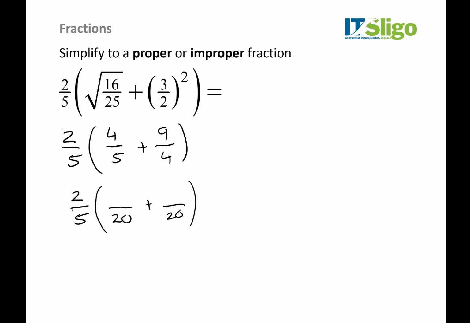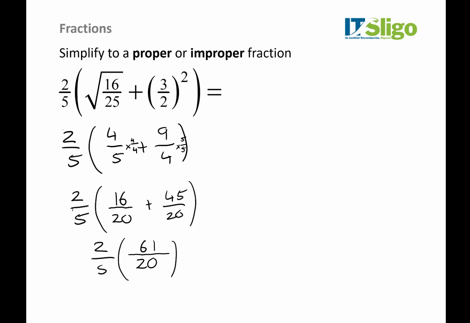This fraction, guys, the 4/5, I multiply top and bottom by 4. That'll give me 20 on the bottom. The right hand, I'll multiply top and bottom by 5. So on the bottom, I'll get 20. On the top, I'll get 16. On the bottom of the right hand one, I'll get 20. On the top, I'll get 45. 20 is my denominator. And 16 plus 45 gives me 61.